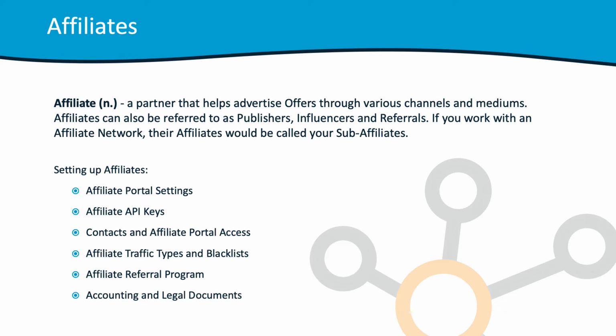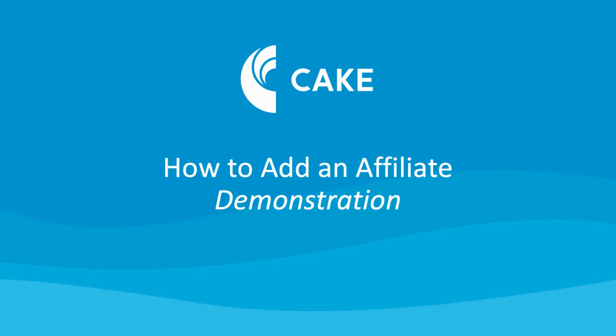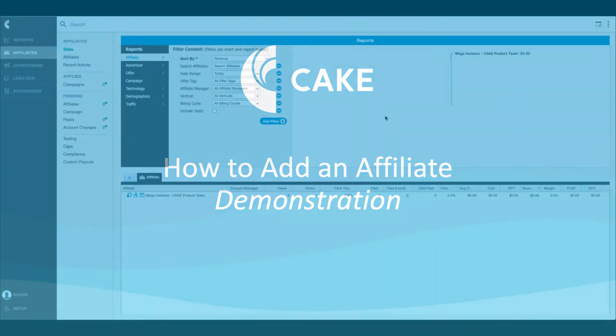But before we walk through what it looks like to add a new affiliate partner, we will quickly review some of the affiliate portal settings so that you know where to adjust what is visible in the affiliate portal to your affiliate partners. Then, we will show you how to add partners, how to manage their traffic types and blacklists, the affiliate referral program for growing your network, and any accounting and legal documents. So, let's jump into the platform for a live demonstration of how to do those things.